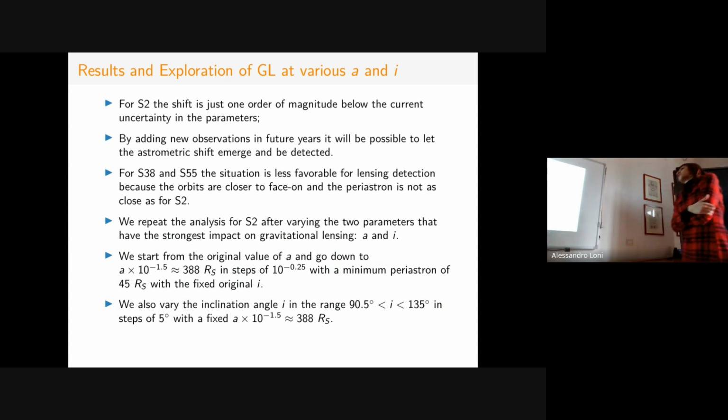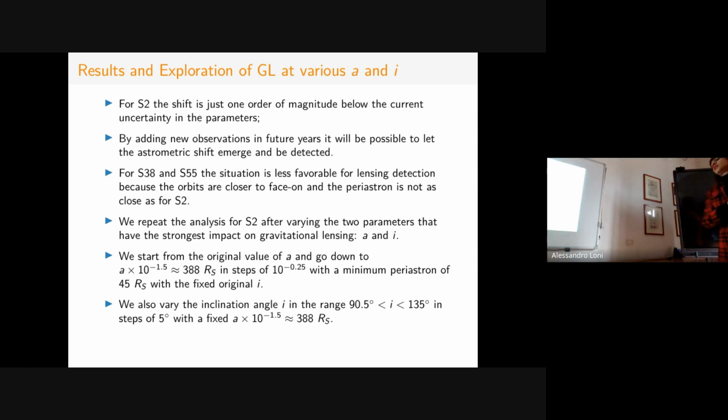For S38 and S55, we have a less favorable situation because these orbits are closer to face-on orbits, so it means that the orbit is face-on. And the periastron is not as close as the one for S2. So S2 is one of the closest stars to the black hole in this cluster. Then we have the last simulation.